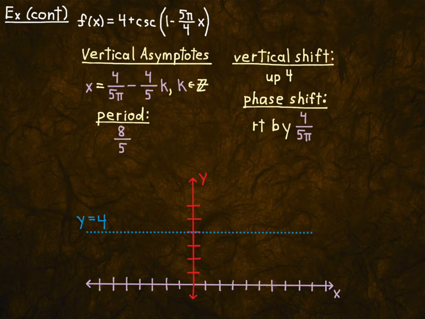Okay, so this dotted line is kind of like the center horizontal line of it. It's not an asymptote, it's just sort of where the thing is vertically, where it's centered.